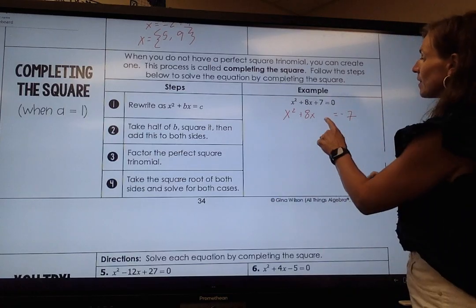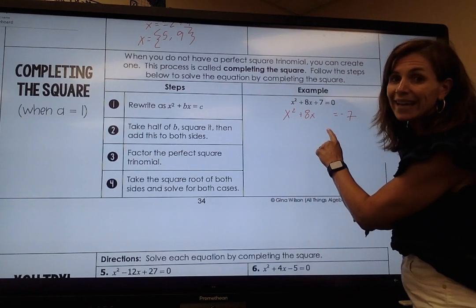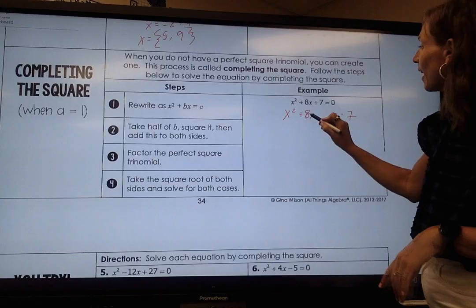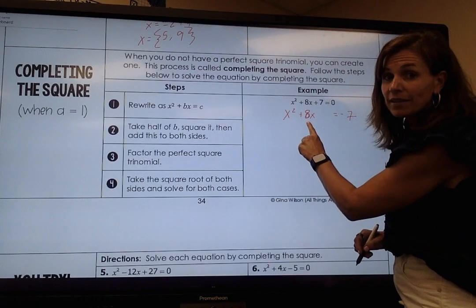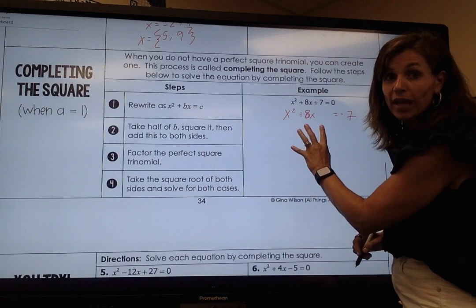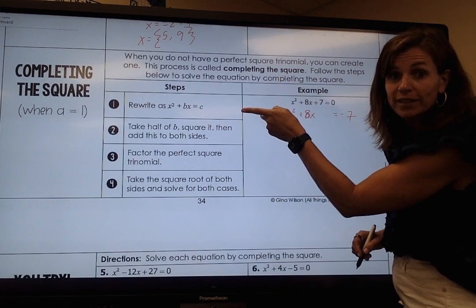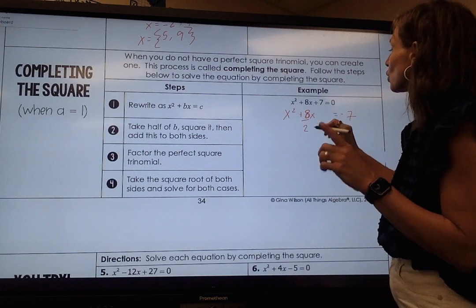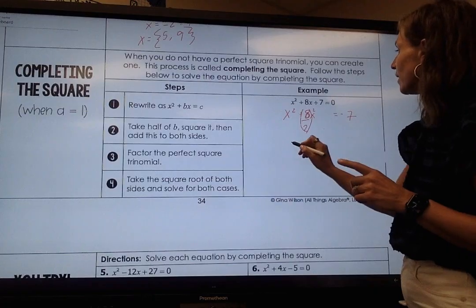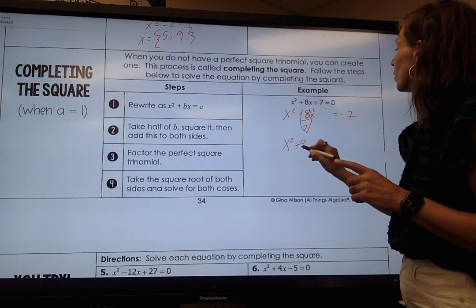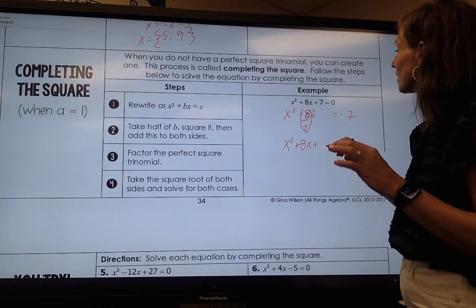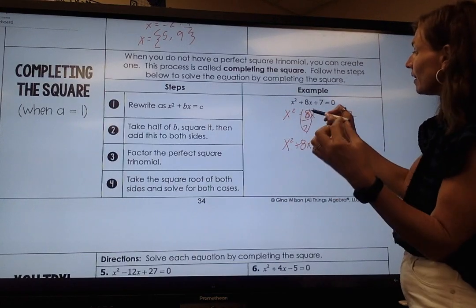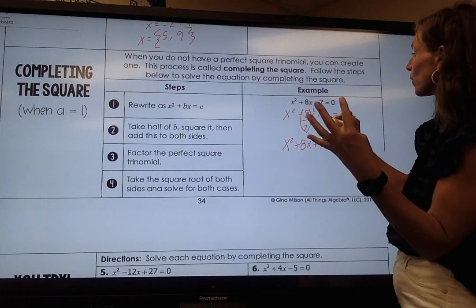And I leave myself some space here because I'm going to create this third term. And how do I do it? I take half of this 8, which is 4, and I square it. 4 squared is 16. So I'm halving 8, and then I'm squaring it, right? So I get x squared plus 8x plus 16. That's how I'm getting 16. Because I'm halving it, 8 divided by 2 is 4, 4 squared is 16.